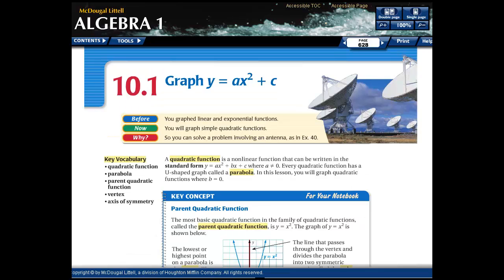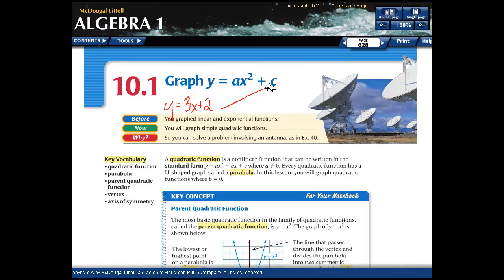Lesson 10.1, first lesson of chapter 10, and now we're going to be dealing with quadratic functions. Up until now we've only dealt with linear functions, such as the case y equals 3x plus 2. Whatever x is, every single time it's just going to be multiplied by 3 and you're going to add 2 to it. So it's always going to have a steady incline.